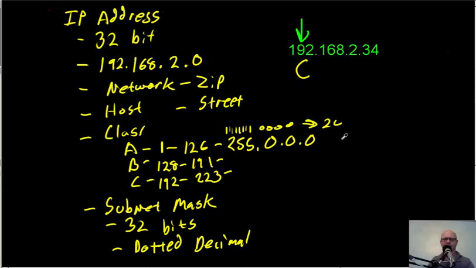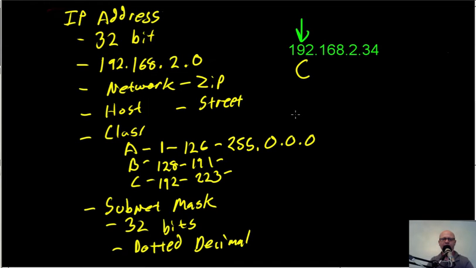What a subnet mask is used for is this: if you were to convert both this IP address and subnet mask to binary, and you put the IP address on top, subnet mask on bottom, and you were to do what's called a bitwise AND, all the ones is the network portion, all the zeros is the host portion.